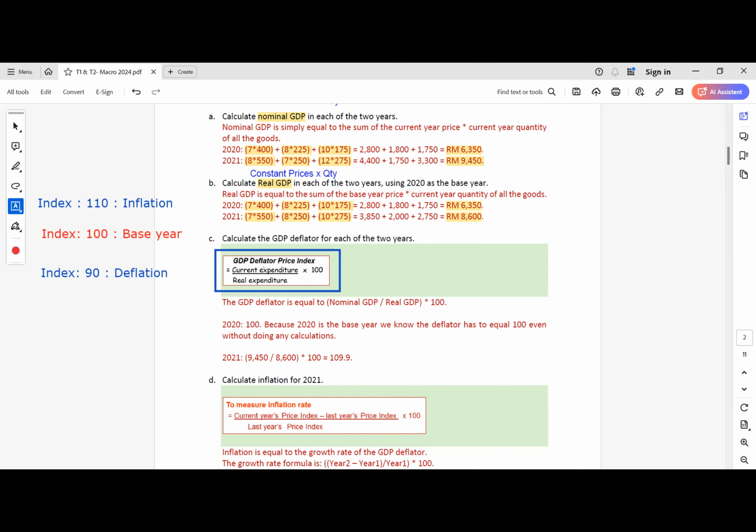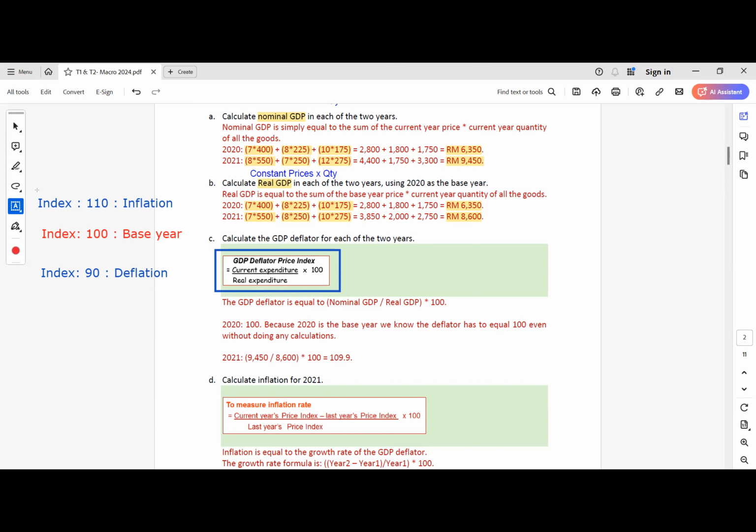Okay, so current GDP divided by the real GDP times 100. I also put it over here, this is easier to understand. Same thing. All right, now let's look into 2020 first.